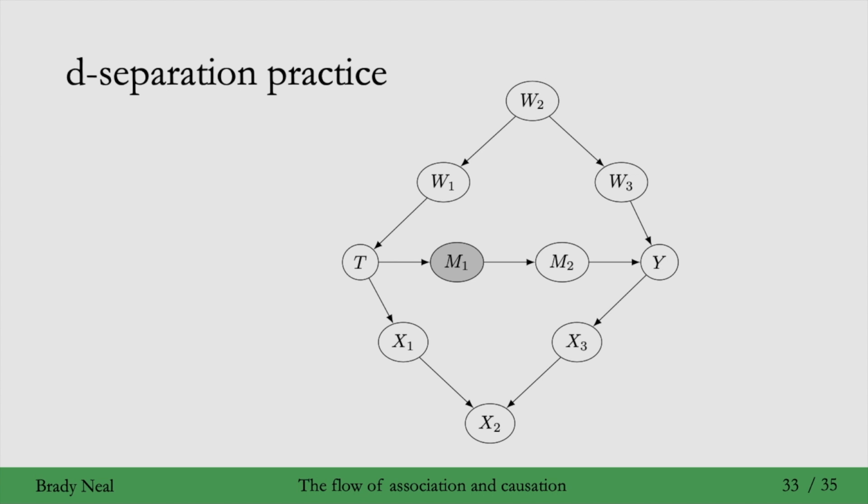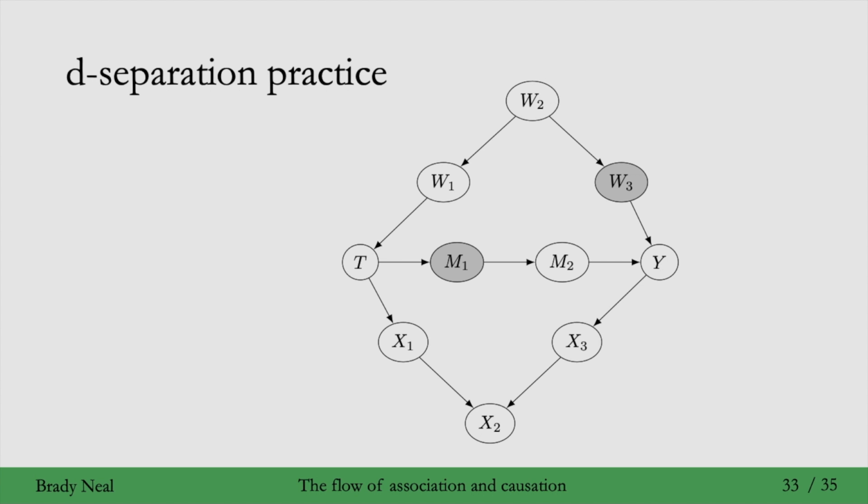Okay, what if we were to condition on w2? Then are t and y d-separated? Yeah, it turns out they are this time. How about instead of conditioning on w2, we condition on w3? Yeah, conditioning on w3 is still enough to block the path through the w variables.